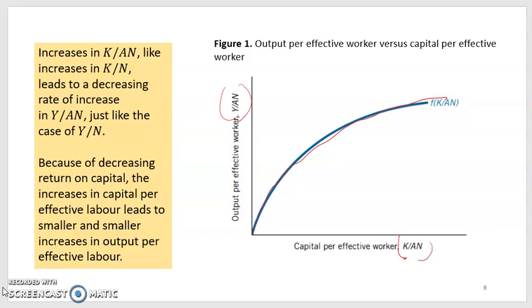Just as we saw in chapter 11 that an increase in capital per worker leads to a decreasing rate of increase in output per worker, we see that in this case, the increase in capital per effective worker leads to a decreasing rate of increase in output per effective worker. Because of the decreasing return to capital, the increase in capital per effective labor leads to smaller and smaller increases in output per effective labor. That's the reason why we see the trend in our curve going slower as it goes up.